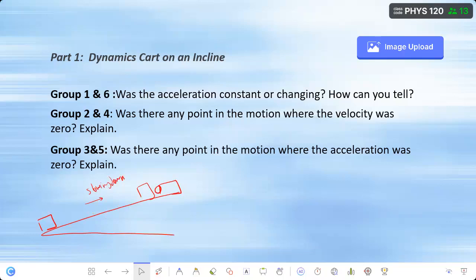What is the velocity when you are moving toward the motion detector? Your velocity is negative, good. So the velocity is negative, and because it is slowing down, acceleration should be positive. Good.